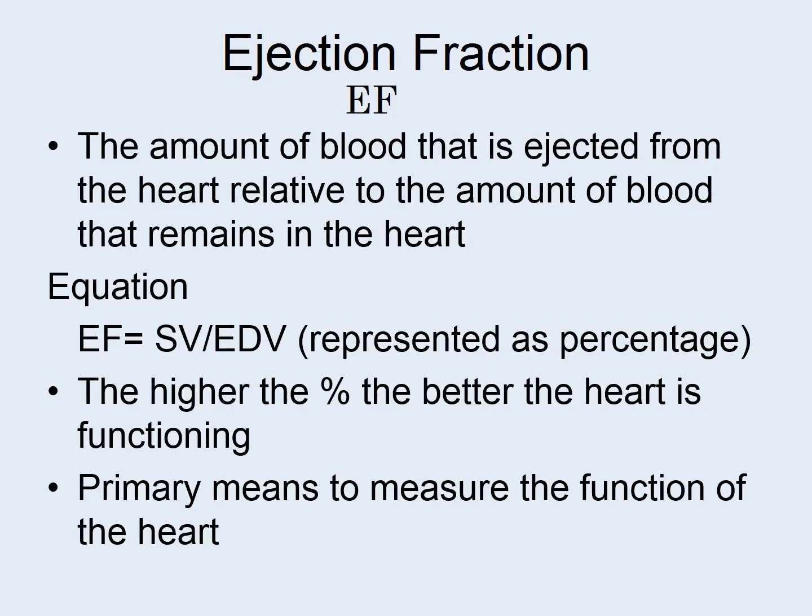meaning that 100% is an indication of all blood entering, leaving, whereas, say, 80% is an indication of congestive heart issues, where you are losing 20% of the fill from the ejection. This is really the primary means to measure the contractility and efficiency of the heart.